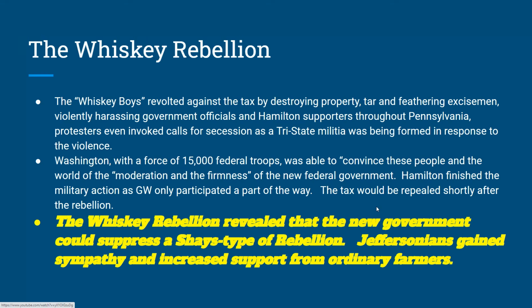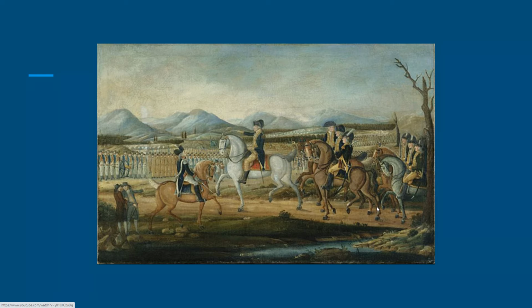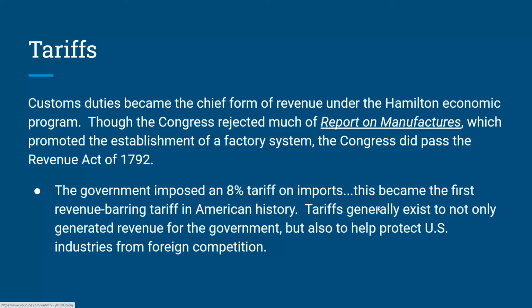So the Whiskey Rebellion revealed that the new government could suppress a Shays type of rebellion. Remember Shays Rebellion? So that is awesome. Jeffersonians gained sympathy and increased support from ordinary farmers. And there's a famous image of George Washington personally leading the troops into Pennsylvania. And basically, once the army marched into Pennsylvania, the farmers just threw down their weapons and went home. There was no bloodshed, none of that stuff.